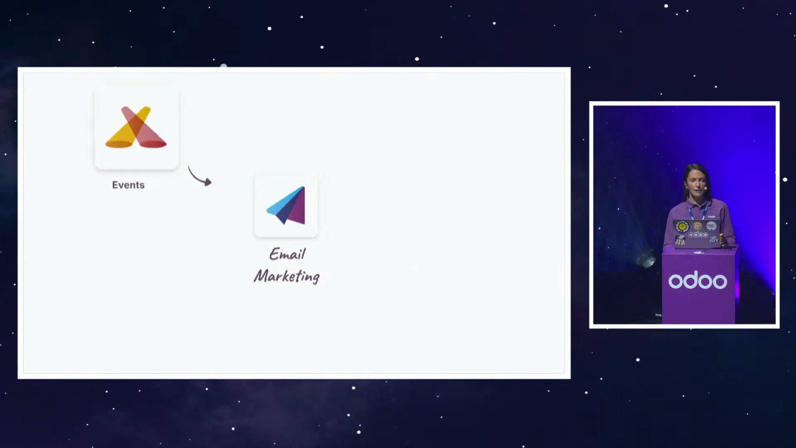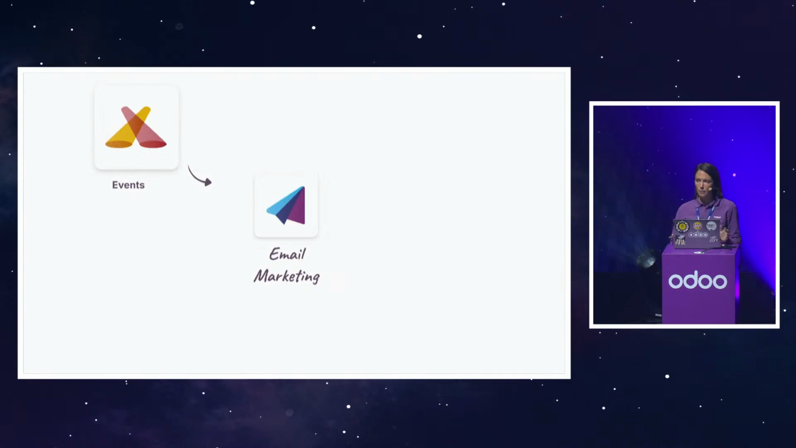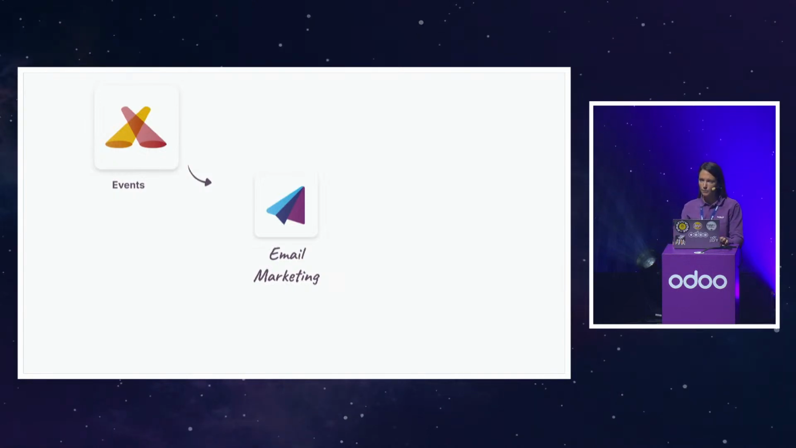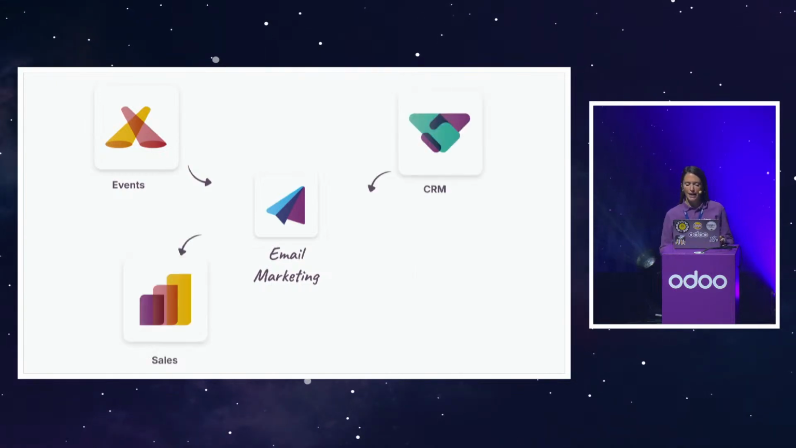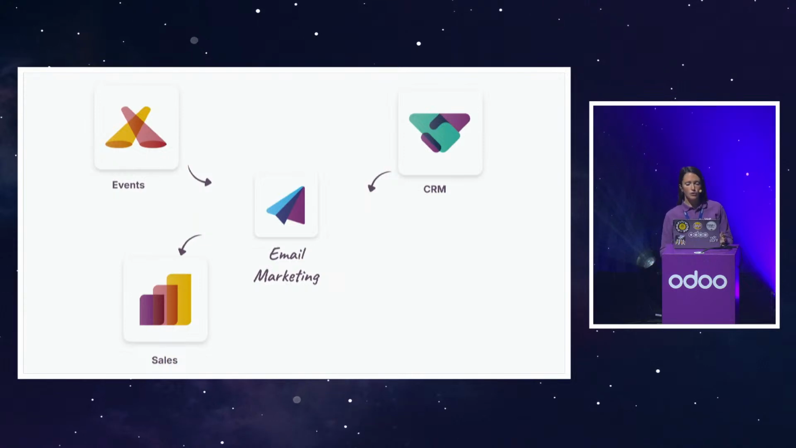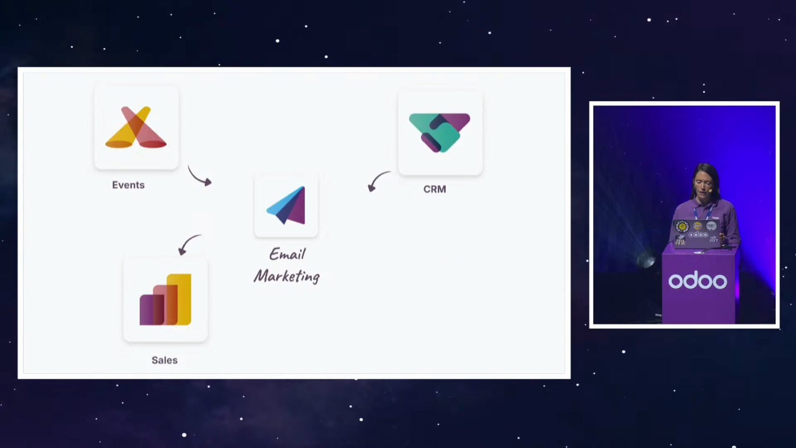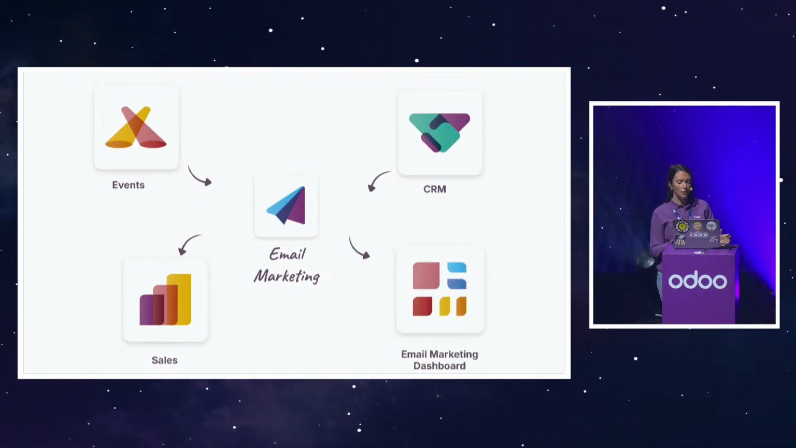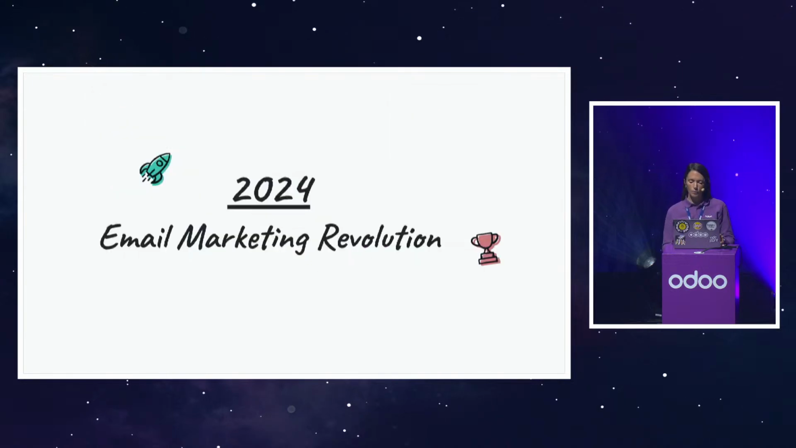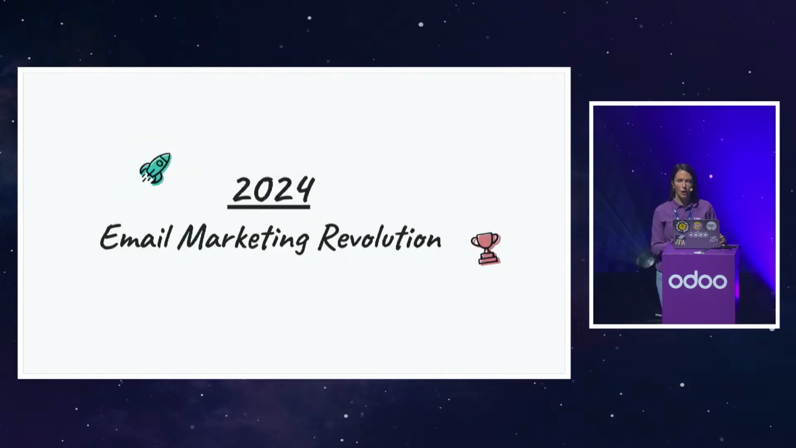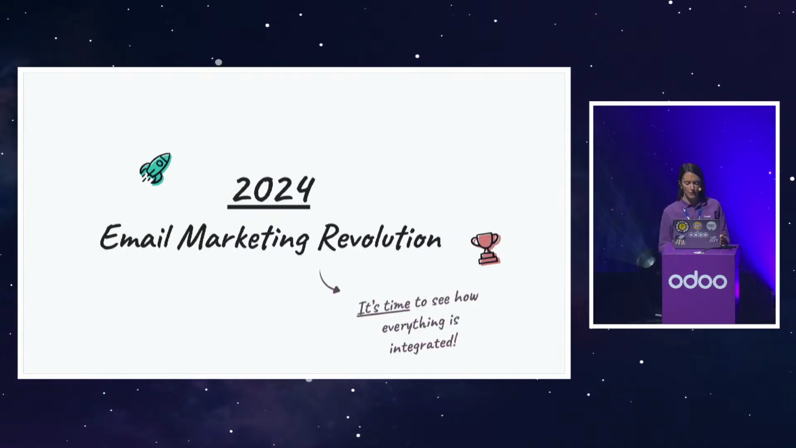And that you can target your event participants in order to promote your next event without any import-export, just by integration. Then, that email marketing is totally integrated with CRM and sales, and that you can track your sale orders and your leads thanks to your newsletter. And finally, that it is integrated with our email marketing dashboard. And this is all possible thanks to our email marketing revolution. And now, it's time to see how everything is integrated.